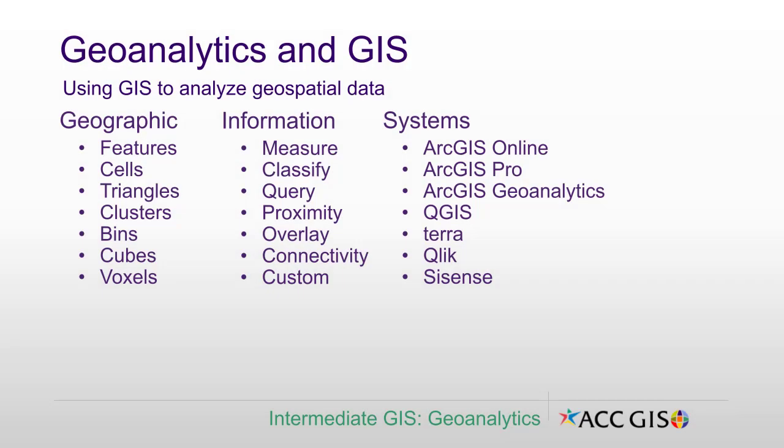Now let's explore how we use GIS to analyze geospatial data. And let's do it within the context of a geographic information system, in which geographic features and attributes form information that we analyze within a system like ArcGIS Pro or QGIS.